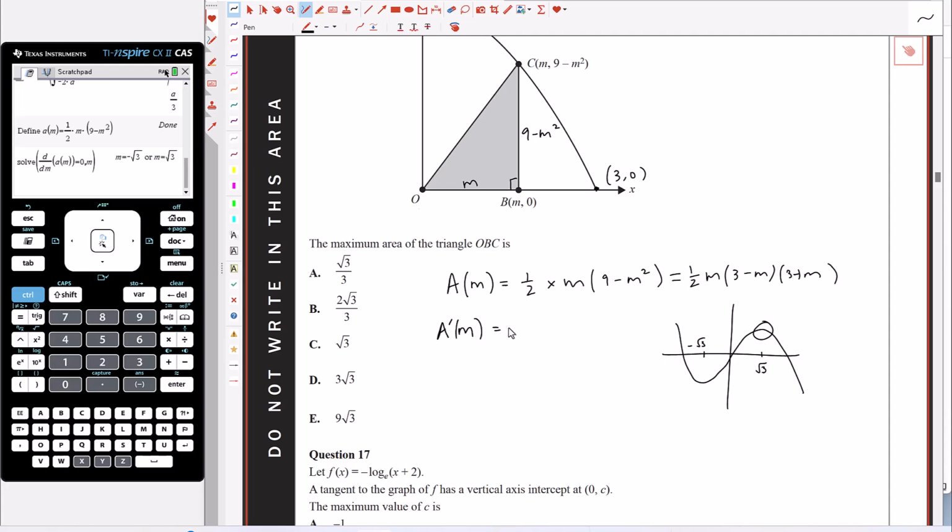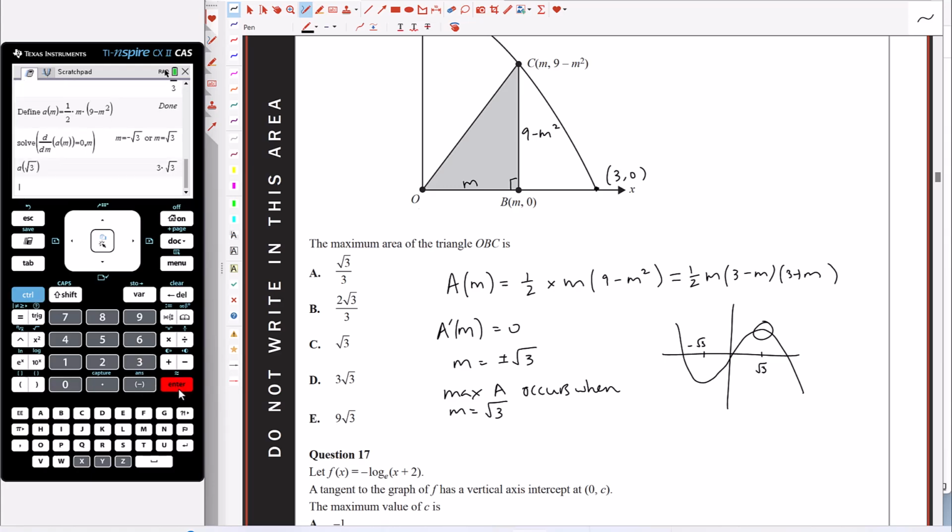So A dash m equal to 0 gave us m equals plus or minus root 3. Max A occurs when m equals positive root 3. You can see that from the graph. We could also have used function max. And so I'm just going to sub that back into my function to find what the actual maximum area is. So A of root 3, and that's going to be 3 root 3. So maximum area is A of root 3, which is 3 root 3.